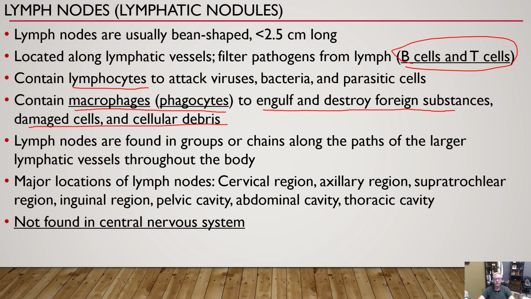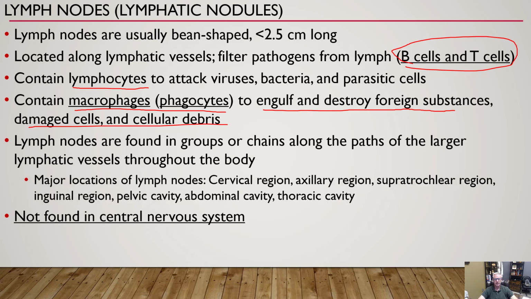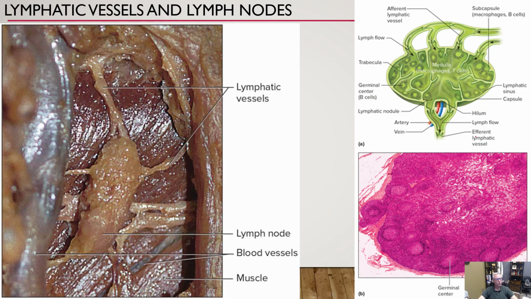And then we'll see that lymph nodes lie within those regions or groups of chains. But lymph nodes are not found in the central nervous system. So here we can just see a portion of a lymph node, with your lymphatic vessels.